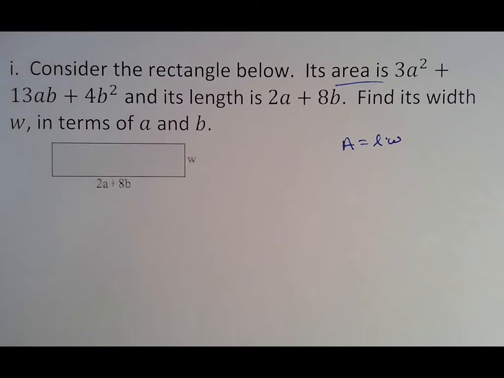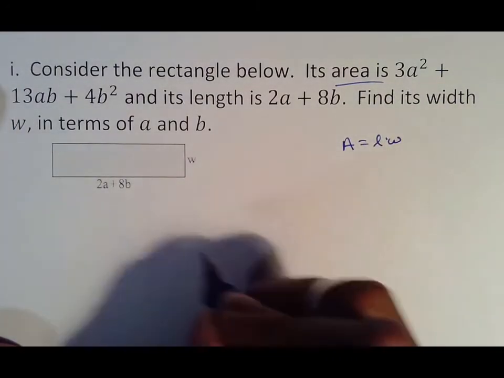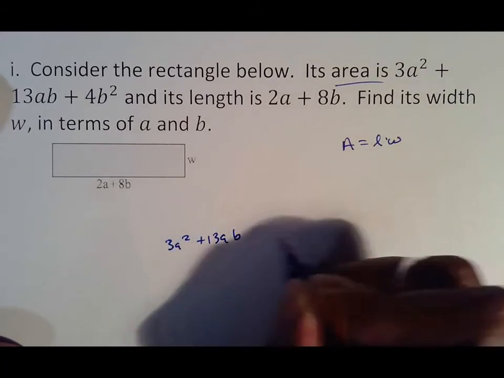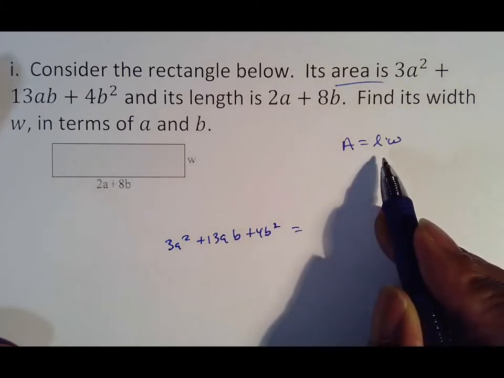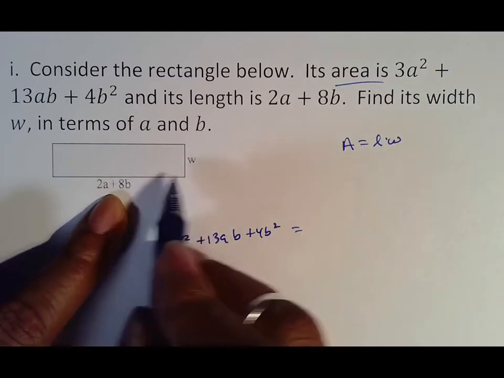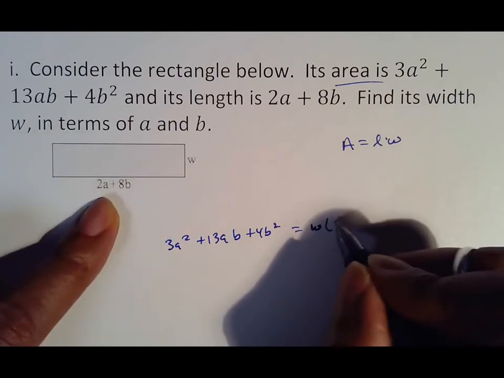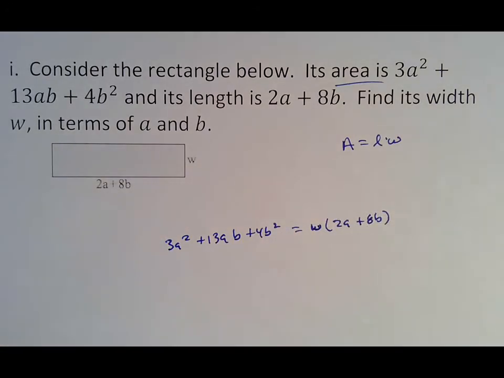Then you use Algebra 2 level substitution. We have an area which is here. So A, I'm going to substitute for 3a squared plus 13ab plus 4b squared. And it equals length times width, which means it ends up equaling whatever my length is, which is, I'm just going to go ahead and put the w in front, w times 2a plus 8b, because it keeps it simple. Now here's the thing, they want the width, w.